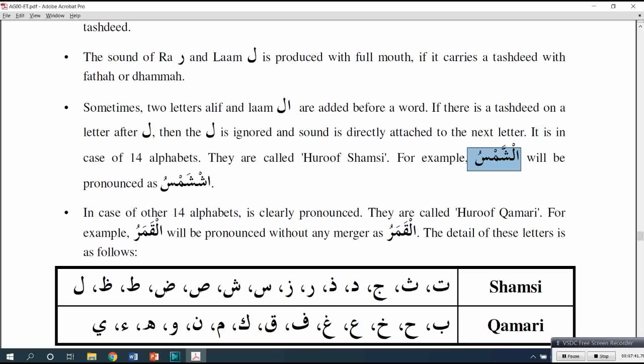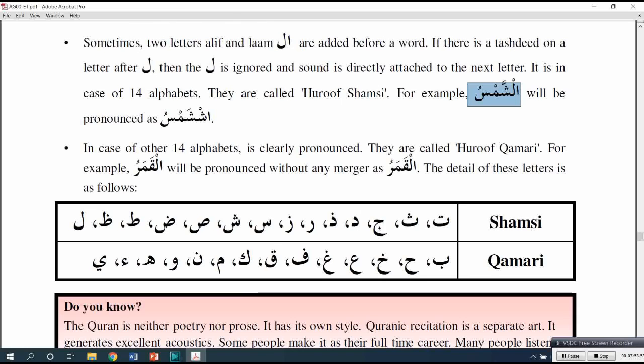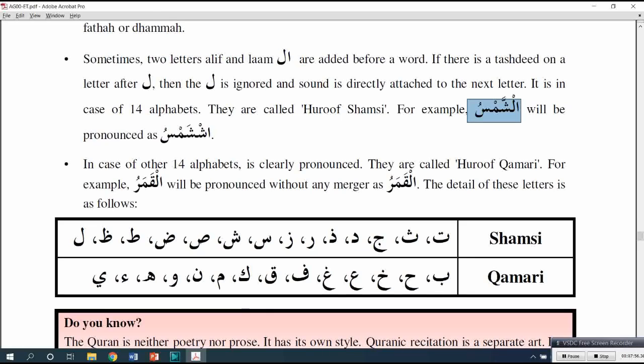So these are the Shamsi letters: Ta, Tha, Dal, Dhal, Ra, Zay, Sin, Shin, Sad, Dad, Ta, Za, Lam, Nun. All these letters come with alif lam, so then lam will be ignored. And the Qamari letters are ba, jim, ha, kha, ain, ghain, fa, qaf, kaf, meem, waw, ha, ya. These will become normal with alif lam. They will say al, and then you will pronounce.